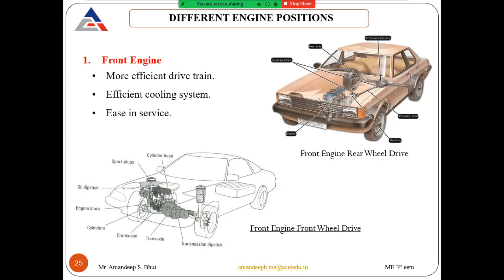Now if the engine is at the front and the power is transmitted to the front wheels, like the diagram at the bottom, this type of configuration is known as front engine front wheel drive. So this is the basic difference. The engine in both cases is at the front, but in the top diagram the power is transmitted to the rear wheels, so it is a rear wheel drive, and in the bottom diagram the power is transmitted to the front wheels or the front axle, so it is a front wheel drive.